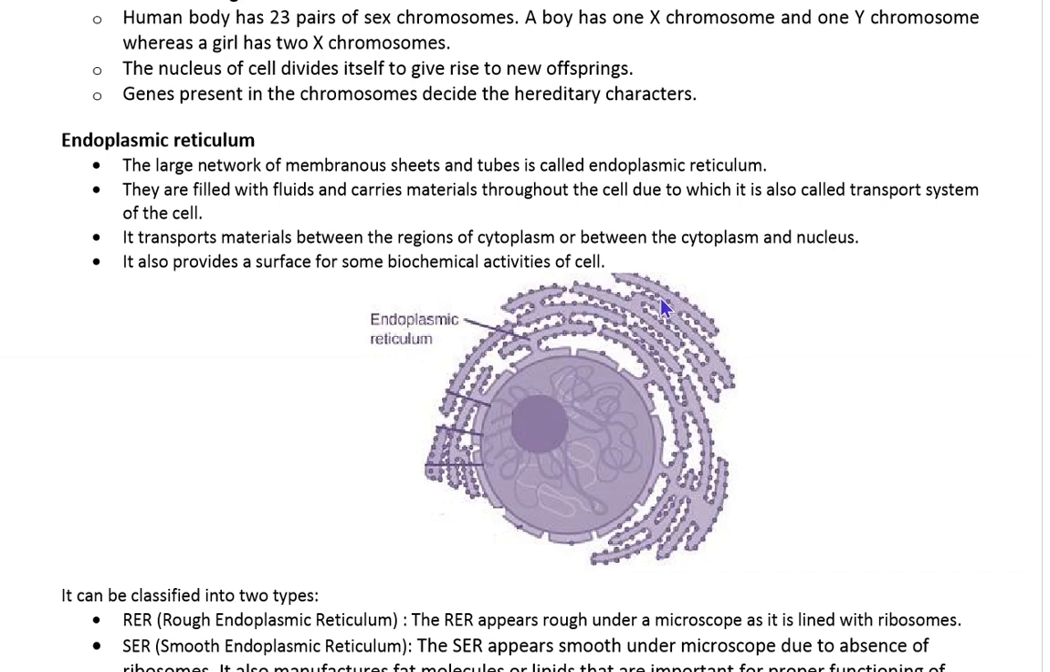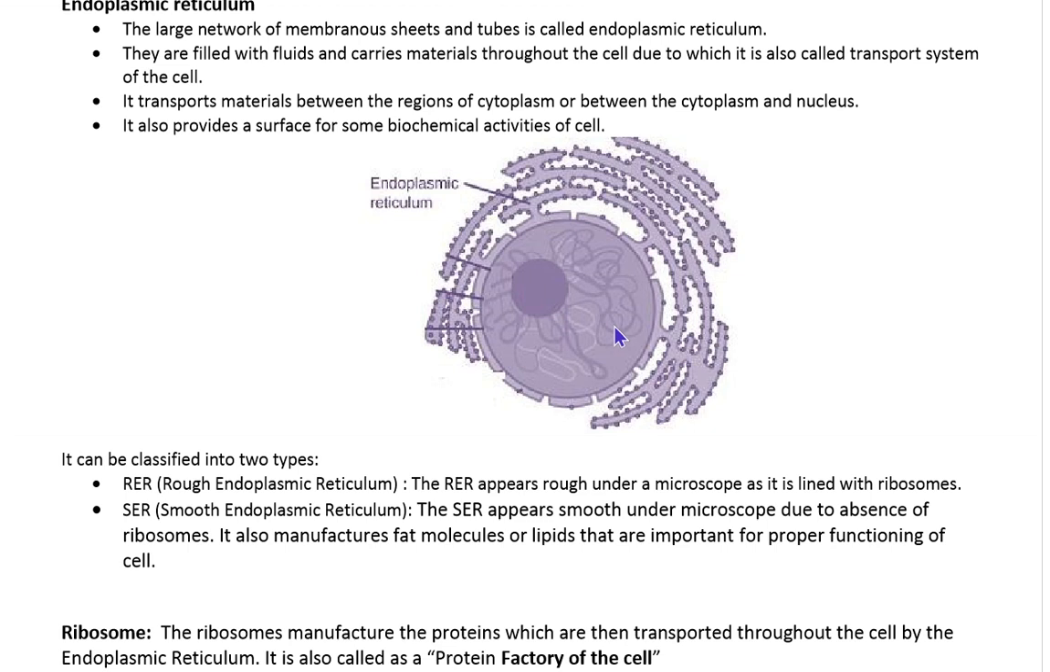So this is how the endoplasmic reticulum looks under the microscope. It can be classified into two categories. One is rough endoplasmic reticulum and the other is smooth endoplasmic reticulum. RER, rough endoplasmic reticulum, appears rough under the microscope because of the presence of ribosomes on its surface. The second, smooth endoplasmic reticulum, SER, appears smooth because of the absence of ribosomes on its surface. It also manufactures fat molecules or lipids that are important for the proper functioning of the cell.